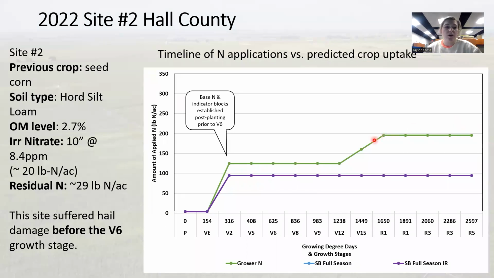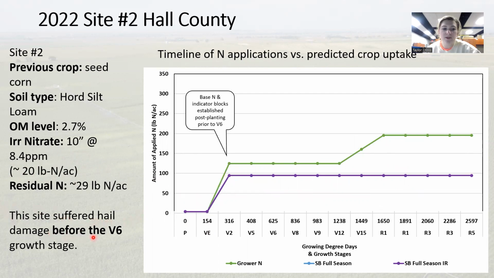So we're on to site 2. The previous crop was seed corn here. We have a silt loam with organic levels of 2.7%. We did have 8.4 parts per million in this irrigation water, so we can account for about 20 pounds of nitrogen that was put on in season through that, which is not included here in this graphic. This is just total applied nitrogen, whether that's starter fertilizer, anhydrous, anything like that.